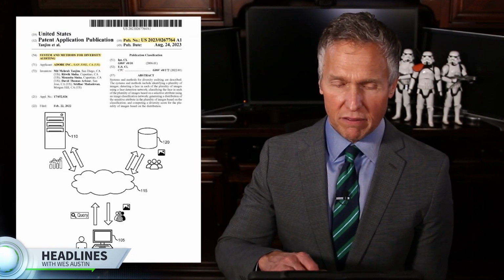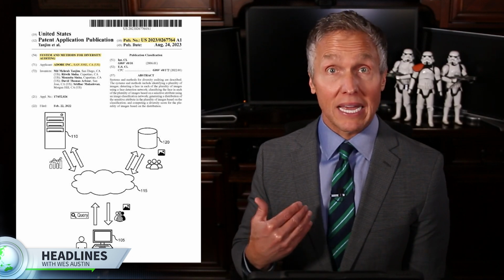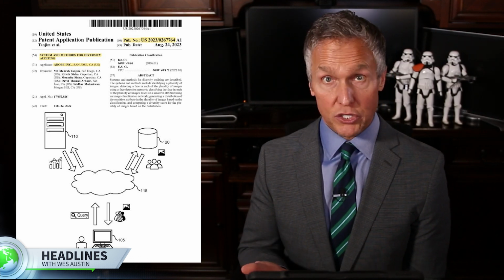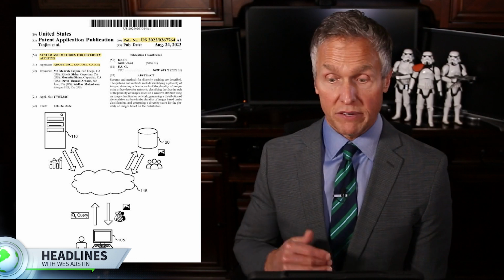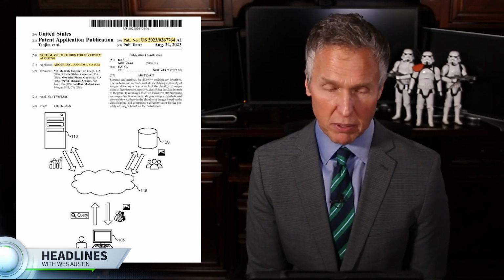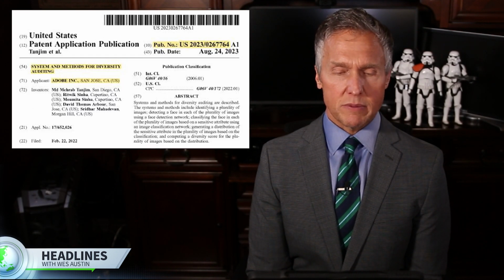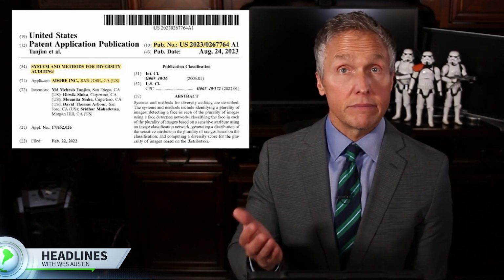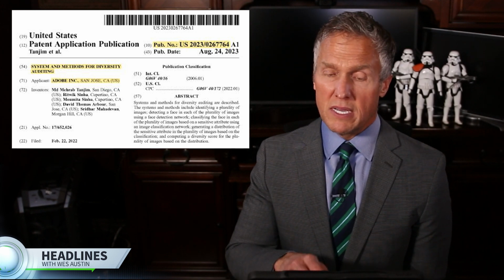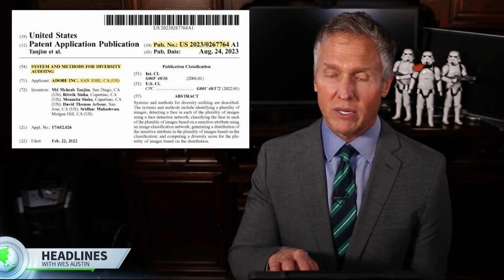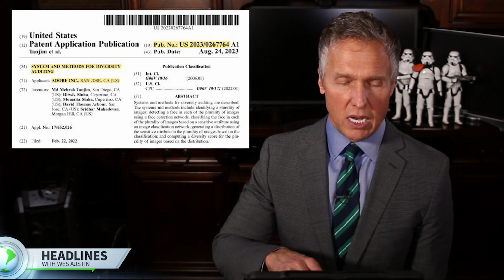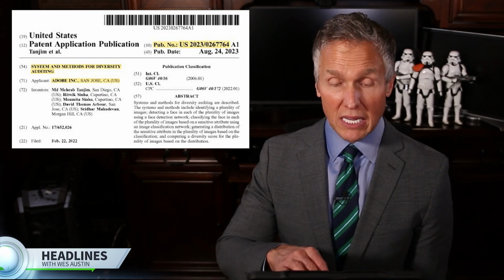Here is a copy of the patent application. So this is a patent application. It hasn't issued, so they haven't received a patent for it yet, but it was just published. Its title is System and Method for Diversity Auditing, and the publication number, in case anybody wants to look it up, is US 2023 0267764. And you can see the applicant is Adobe Inc.